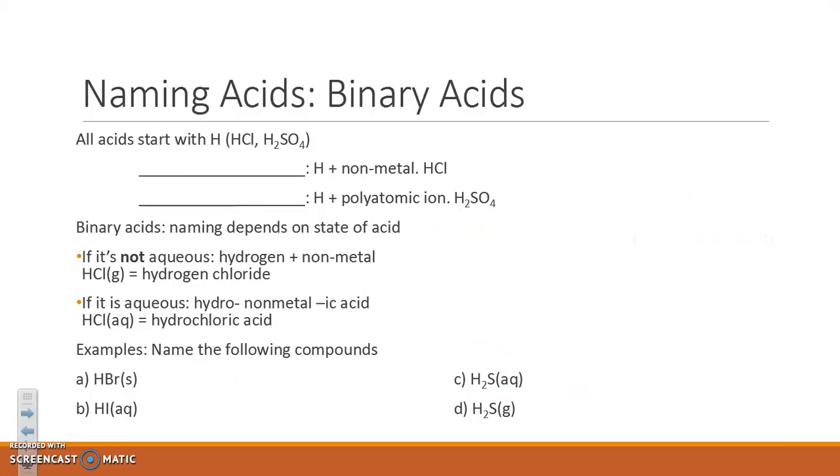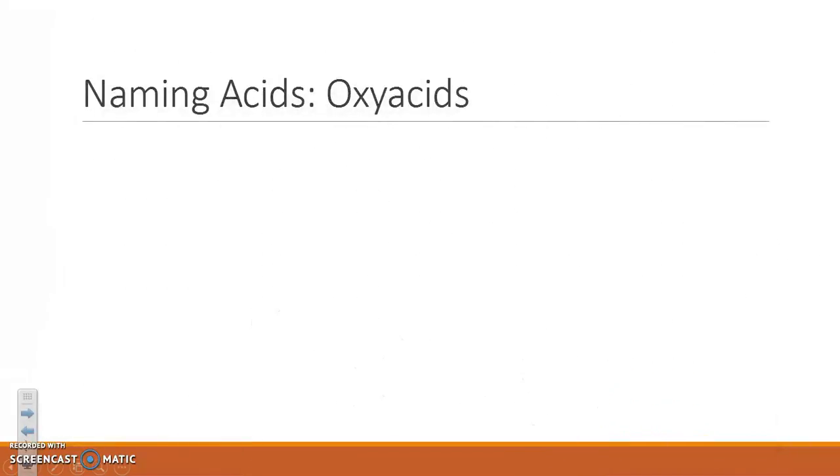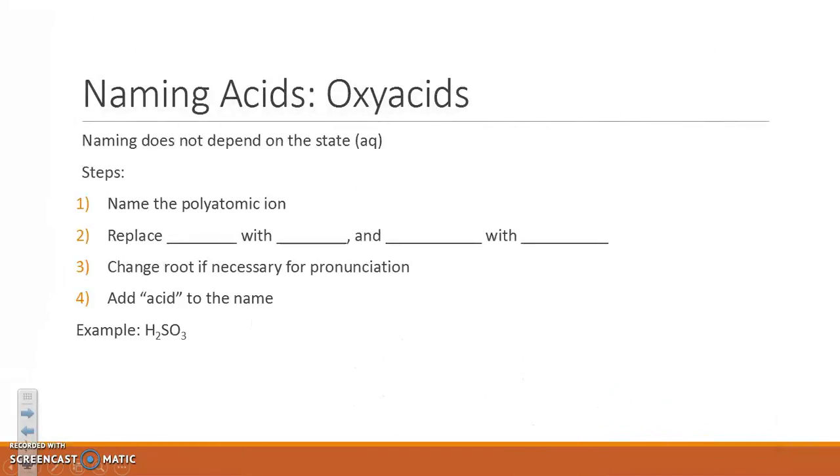And that's it. Well, what if it is an oxyacid? If it's an oxyacid, you would know because it has oxygen in it. The name does not depend on the physical state, so it can be anything. It doesn't matter. So if it was H2SO4, or if it was HNO3, we would just name it. The only time you have to look at the physical state is if it's binary.